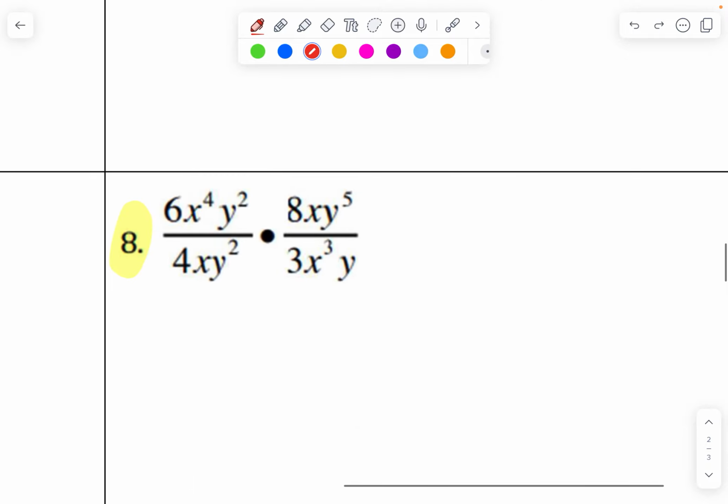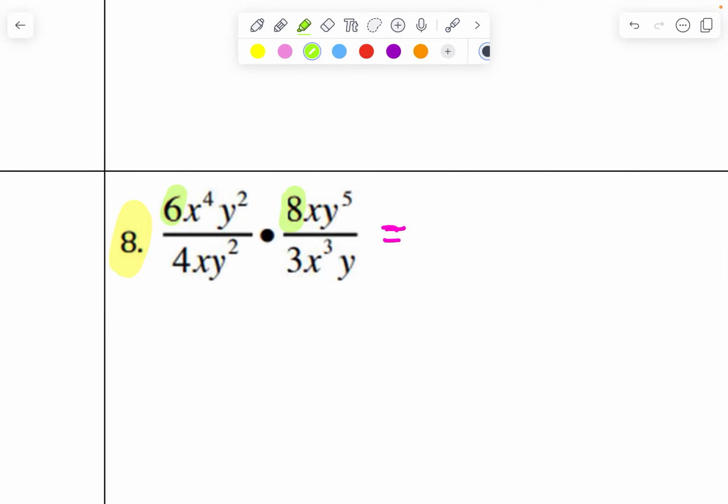So this is just multiplication, and I wanted to remind you about how multiplication works. We're going to multiply these as if we would multiply fractions. We're going to multiply everything across the top, across the bottom, and then simplify as our final step. So you're going to multiply all of the like terms together. So I'm going to multiply the constants together, 6 times 8.